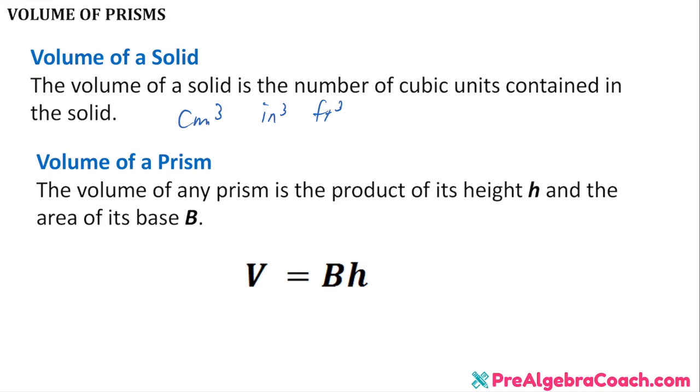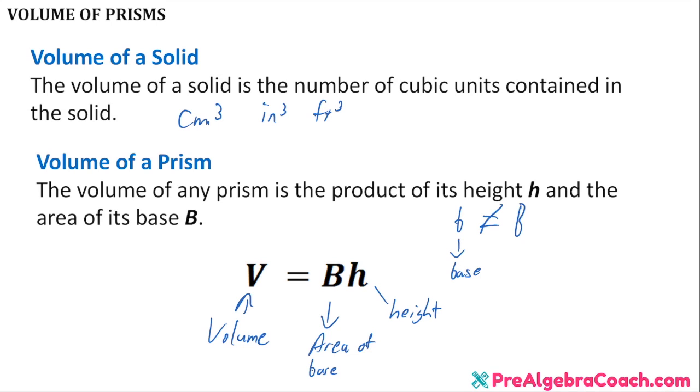So our formula is volume equals area of the base times the height. You need to know that little b, which is base, does not equal capital B, which is area of the base. Make sure that that's a difference.